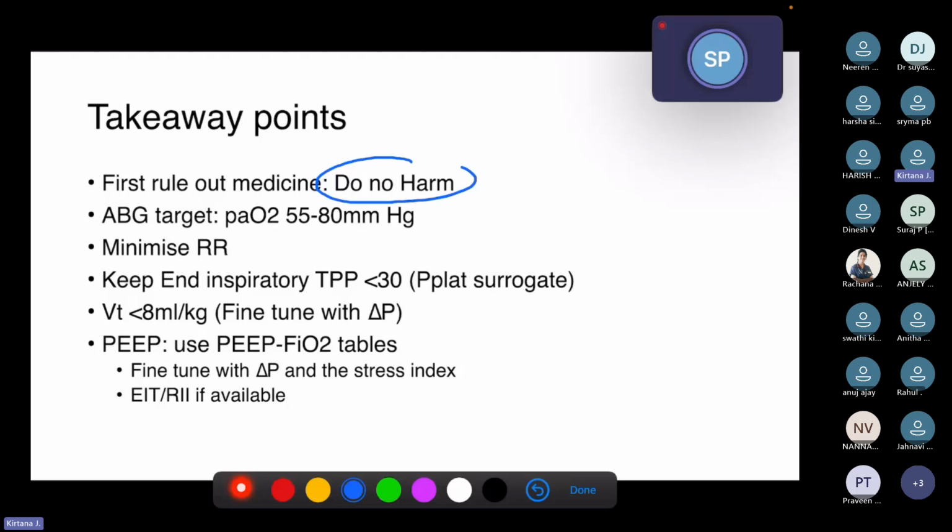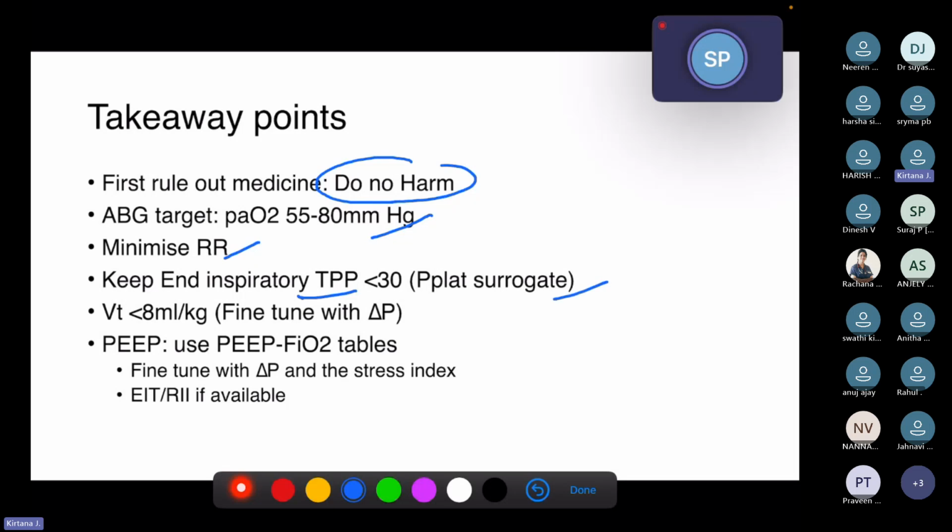We have not discussed what is the optimal level of SpO2 or PO2 that we should target, but just for completion's sake, FiO2 of 0.5 to 0.8 is the most commonly accepted norm. Minimize your respiratory rate, even if that means tolerating some hypercapnia, that is okay. Keep your transpulmonary pressure or your plateau pressures less than 30. Remember, in obese patients or where you expect stiff chest walls, a value of more than 30 might also be okay.